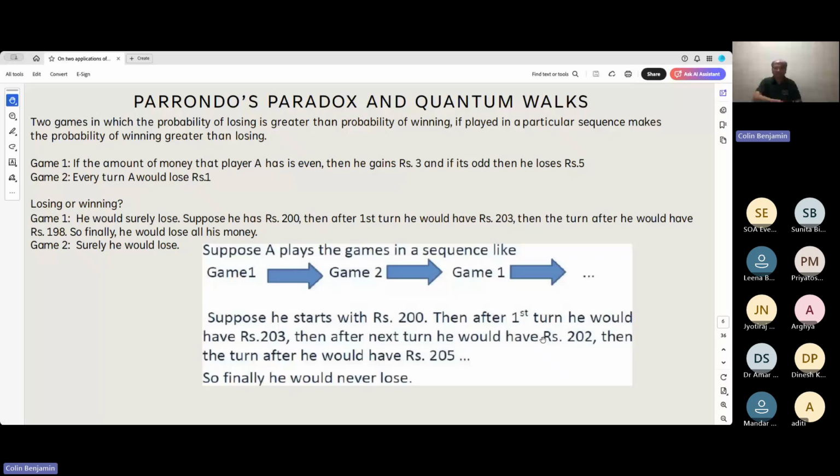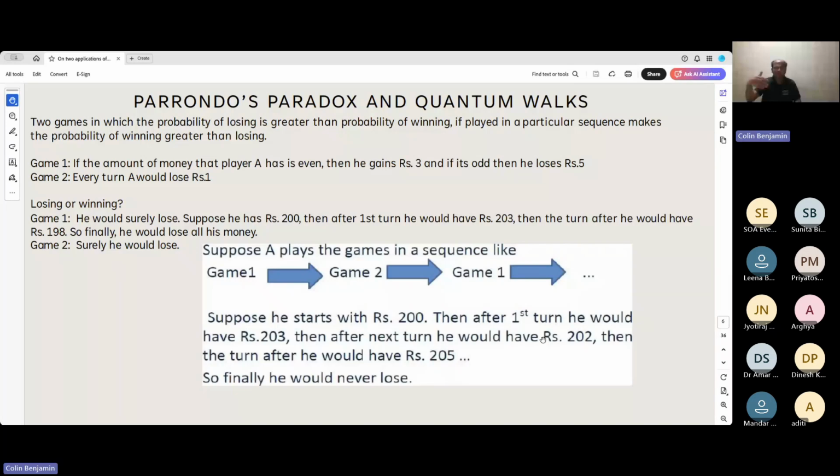Now, here is a small example. There are 2 games. If the amount of money that player A has is even, so let's start the game with player A having 100 rupees, then he gains 3 rupees, so it goes to 103. And if it is odd, which it now is at 103, then he loses 5 rupees, so it becomes 98, and so on and so forth. So if you repeatedly run this game, you will find that every turn he will slowly start losing, and at the end of the process, you will see that he would have lost.